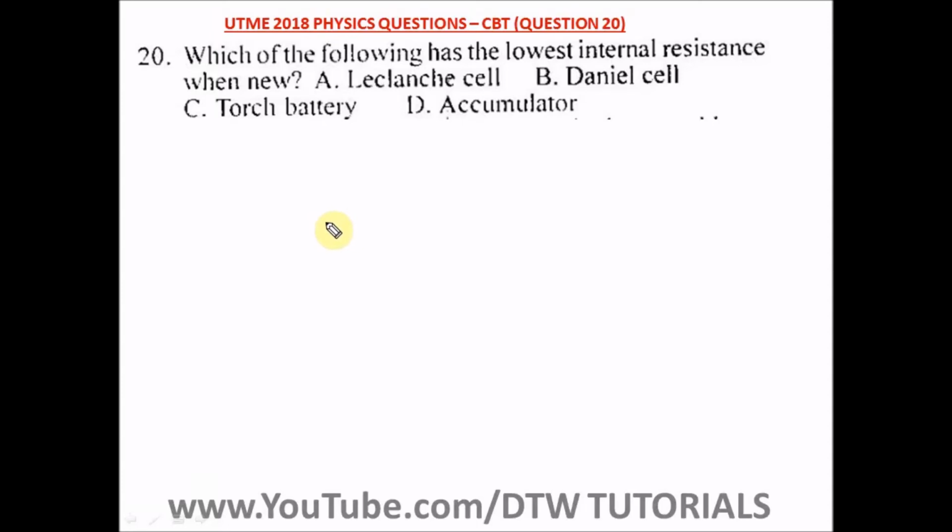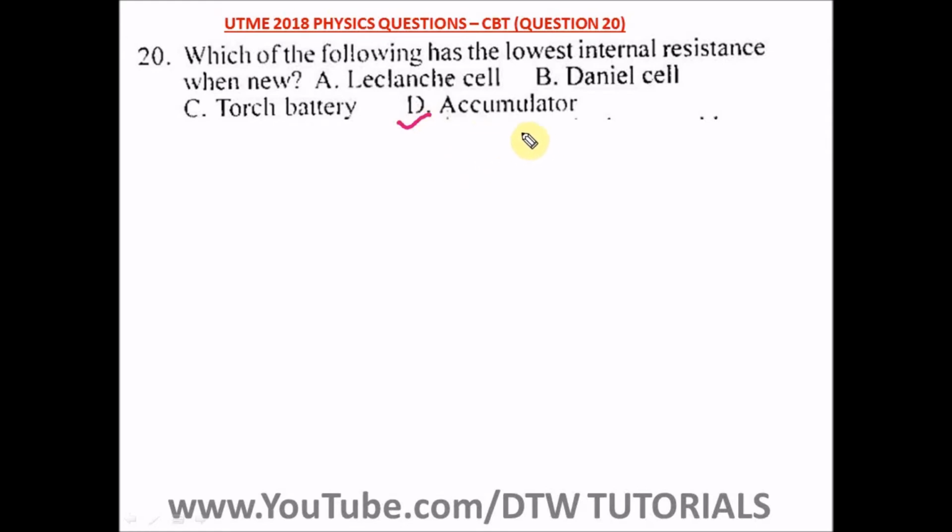Question 20 of the UTME 2018 Physics Past Questions, that's your JAMB 2018 Physics. It says, which of the following has the lowest internal resistance when new? Option A says Leclanché cell, B says Daniel cell, C says a torch battery, and D says accumulator. The correct answer here is D, which says accumulator.